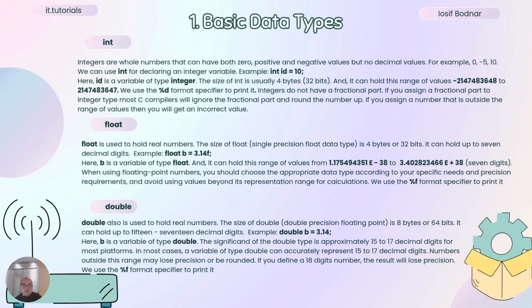The significand of the double type is approximately 15 to 17 decimal digits for most platforms. In most cases, a variable of type double can accurately represent 15 up to 17 decimal digits. Numbers outside this range may lose precision or be rounded. If you define an 18 digit number, the result will lose precision. Also, we use this format specifier, the percentage symbol together with f, to print this type double.